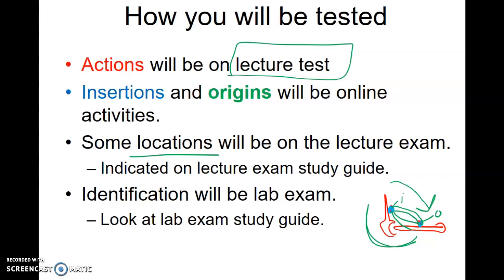Now, I believe there's 60 muscles on the study guide. 60 times 3 is 180 plus the original 60. That's 240 muscles. That's a lot. So insertions and origins are on online activities. We're going to have locations on the lecture exam and the lab exam. Mostly it's the lab exam, and I'm going to have you identify them on the lab exam. You're also going to be doing one big project with all of this.